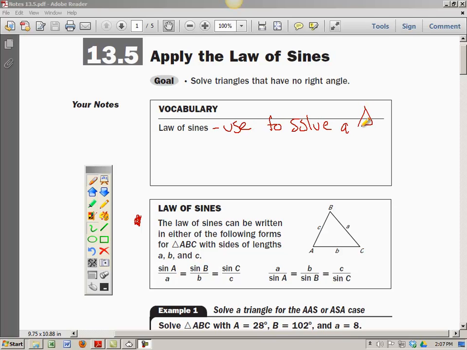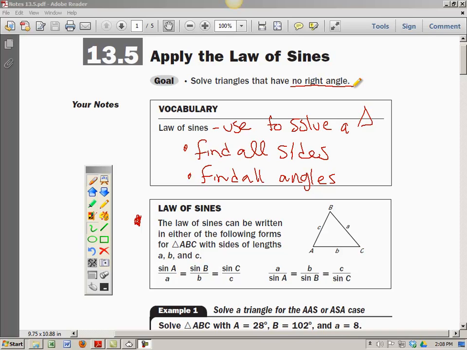When I say solve a triangle, what I'm saying is find all the sides and find all the angles. This is really easy to do if it's a right triangle. If it's a right triangle, we can use our sine, cosine, tangent ratios, plug in the two sides we have, find the missing side, or any combination of those. But if it's not a right triangle, we're solving triangles without a right angle, and so we have to use this thing called the law of sines.